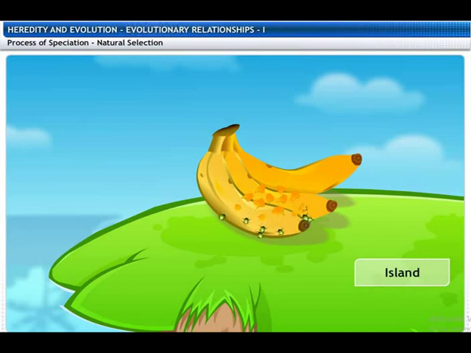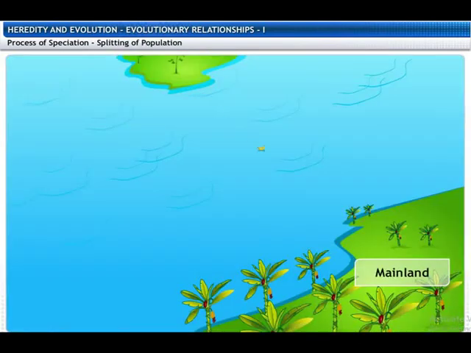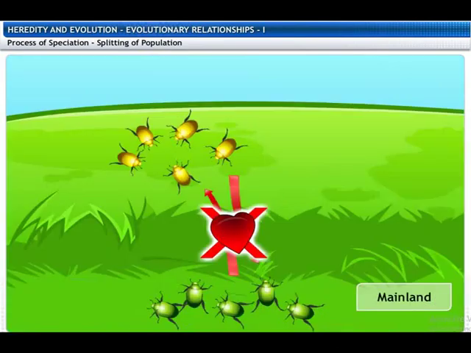Ecological conditions are slightly different on the island as compared to the mainland. This leads to a change in morphology and food preferences in the beetles over the course of generations. In case another storm occurs, the beetles from the island may get washed back to the mainland. However, the beetles will not breed with the mainland beetles any longer, since they've evolved different behavioral characteristics by now.